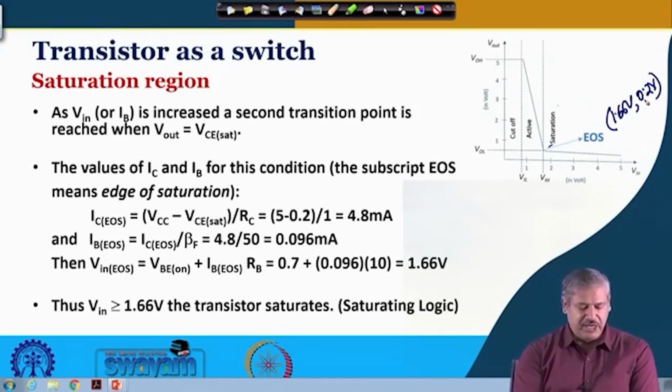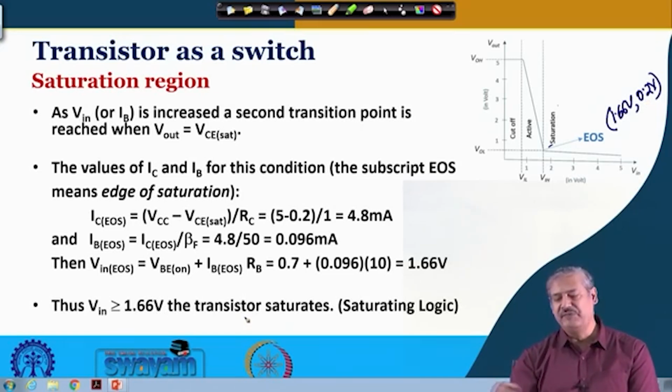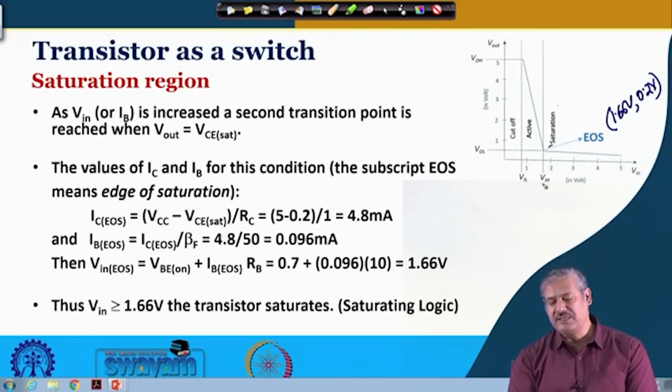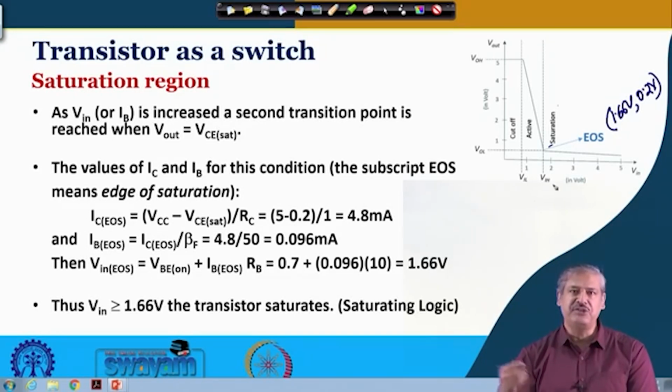So, any voltage greater than 1.66 volt at Vin, definitely the circuit is in saturation. So, that is the significance of VIH. I was trying to tell that this is the minimum voltage required at the input side, which can be treated as logic high, which will ensure for the inverter that the output remains at logic low. Clear?